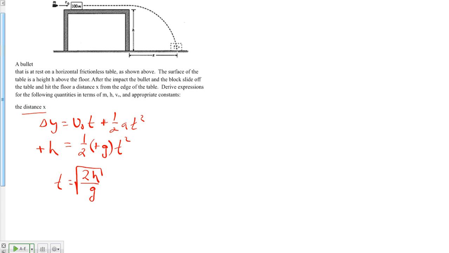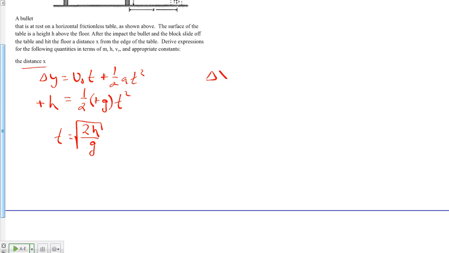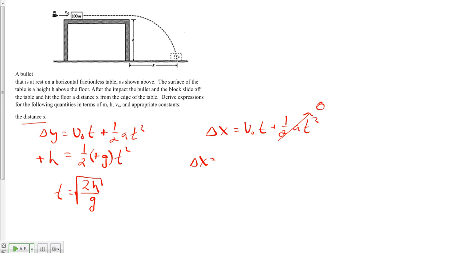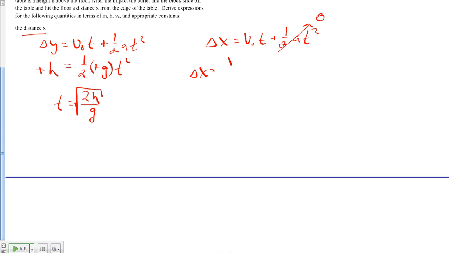To find the distance, we use the x direction. Change in x is v naught t plus 1/2 a t squared. In the x direction, there's no acceleration. So change in x is velocity here, v naught over 101, times time, square root of 2h over g. And there's no simplifying that one.